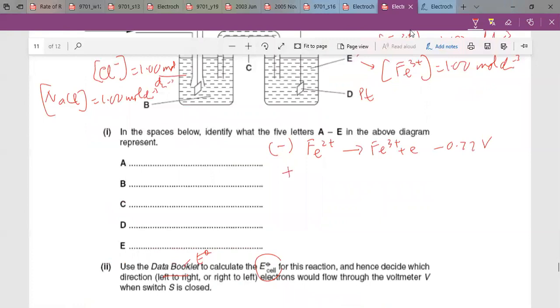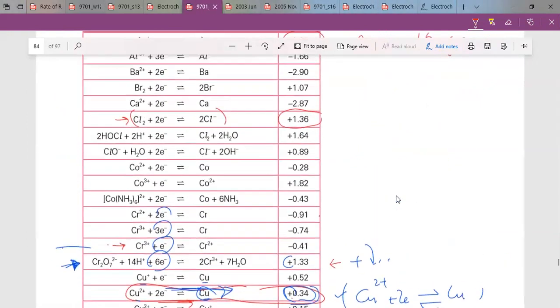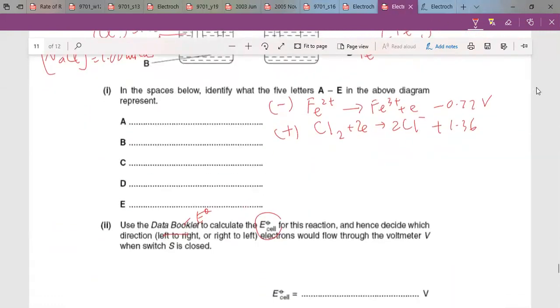Now the positive side would be chlorine: Cl2 plus 2 electrons gives 2 Cl-, which is a very large positive, 1.36. Let's look at it again, chlorine, which is here, 1.36. Cl2 going to that is reduction. So, good for you. Of course, you then combine them.